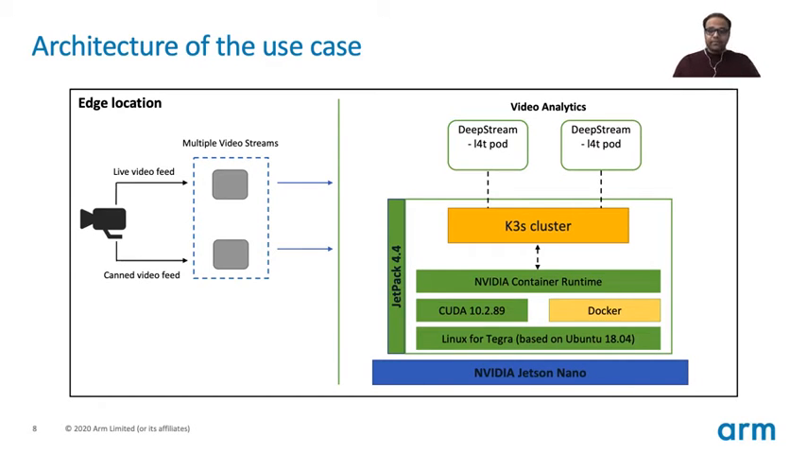Then we have deployed a K3s cluster. But before that, we have to use the NVIDIA Container Runtime. NVIDIA introduced that with JetPack 4.2, and it's a container runtime that can take advantage of the GPUs that are part of the Jetson family of products. And eventually, we have the DeepStream L4T containers deployed as pods on these K3s clusters, and we'll see a live demo of how that's done.